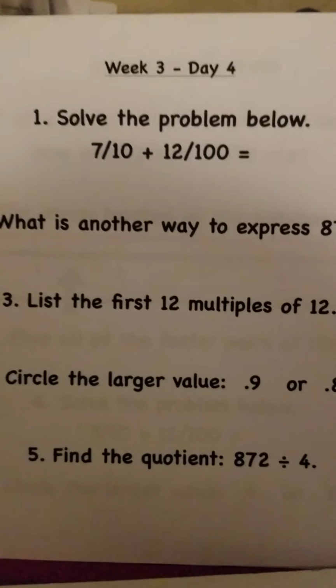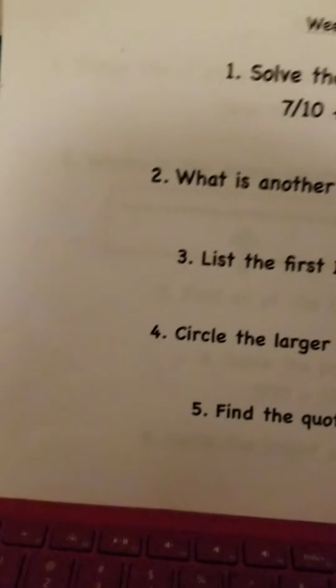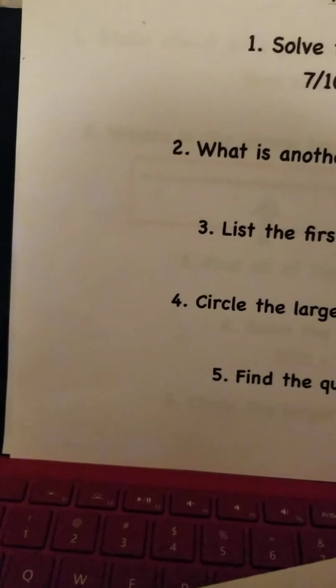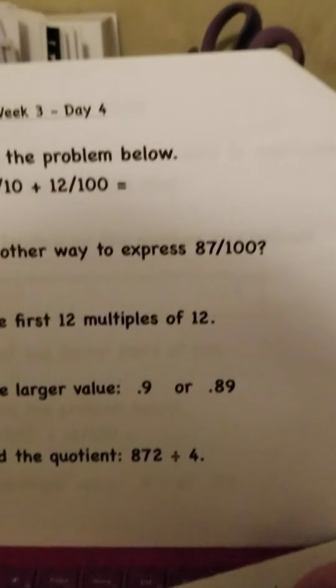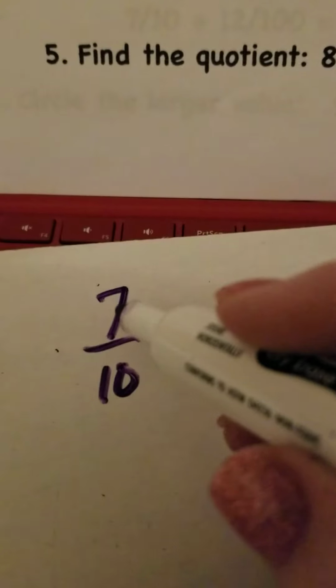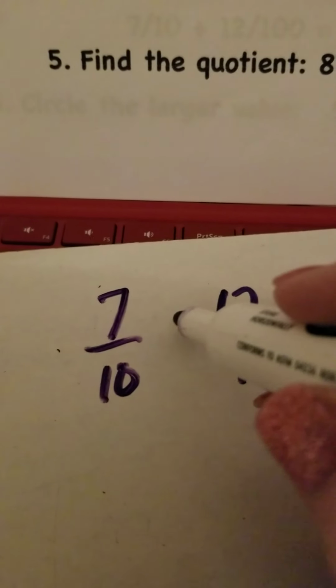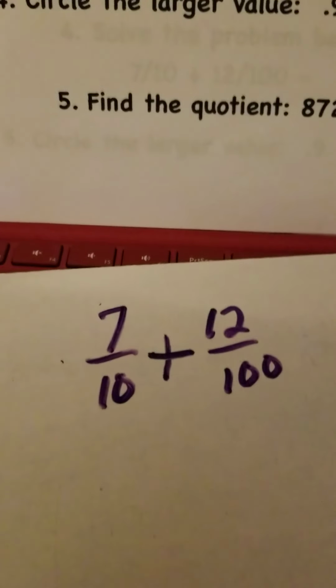Okay, number 1, solve the problem below. 7/10 plus 12/100ths. Remember, fractions are new to you, I understand. When you are adding or subtracting fractions, you cannot do that until your denominators, the bottom number, are the same. Then you only subtract or add your numerators. Let's do a plus because it said to solve the problem and it said plus.